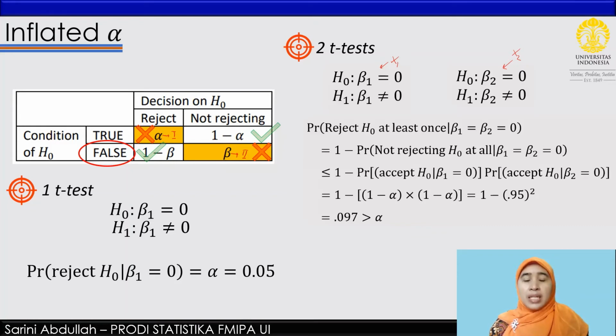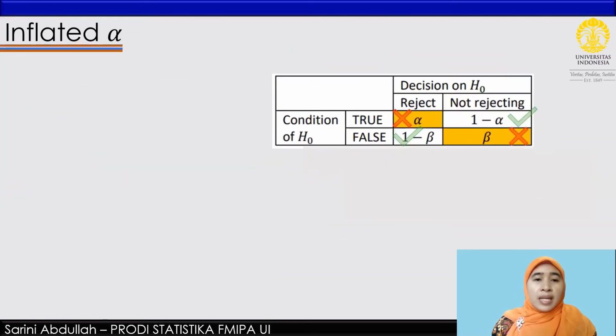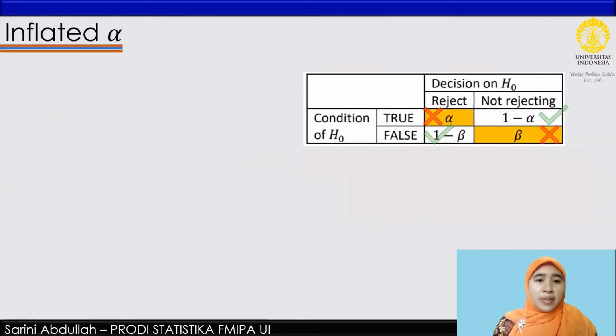And then we get that the probability of making a mistake, that is rejecting at least one beta, when in fact those null hypotheses are correct, is 0.097, which is greater than the alpha that we set to be 0.05. The same procedure applies.